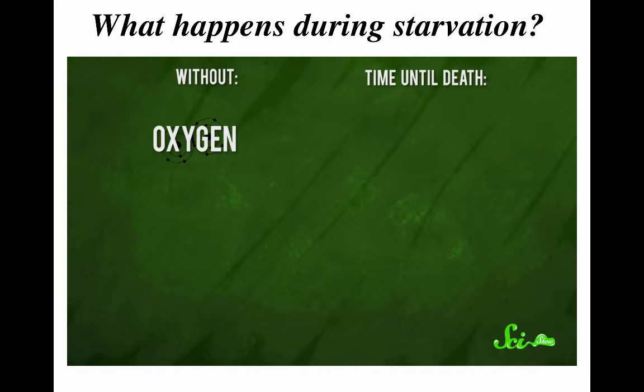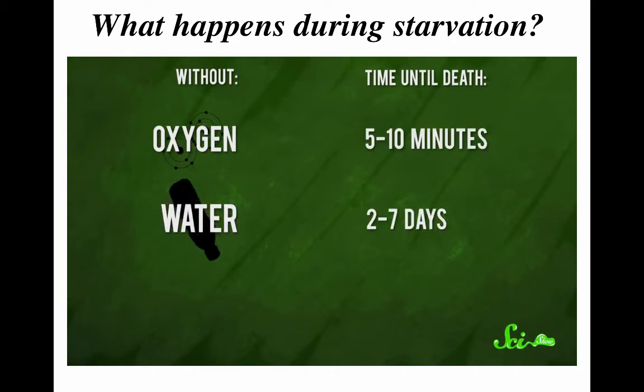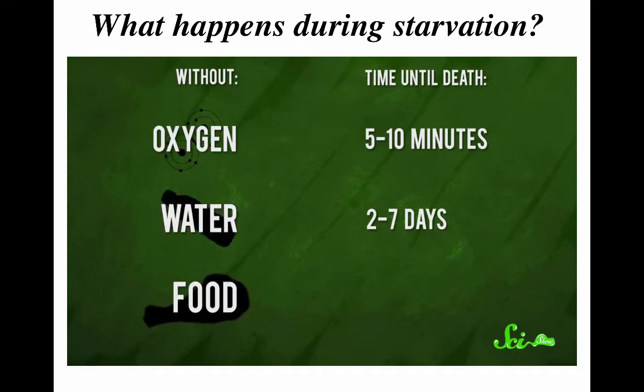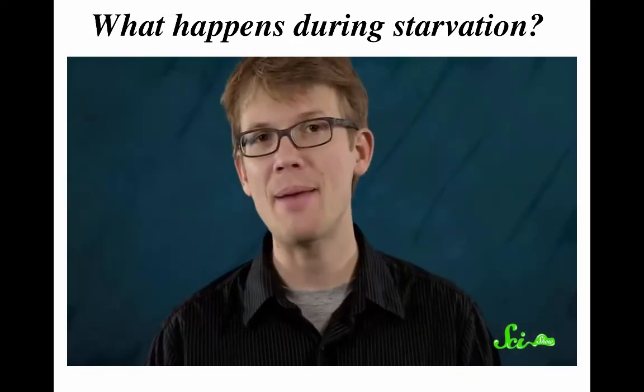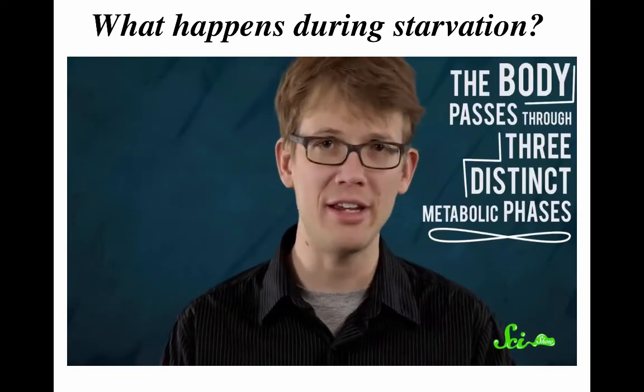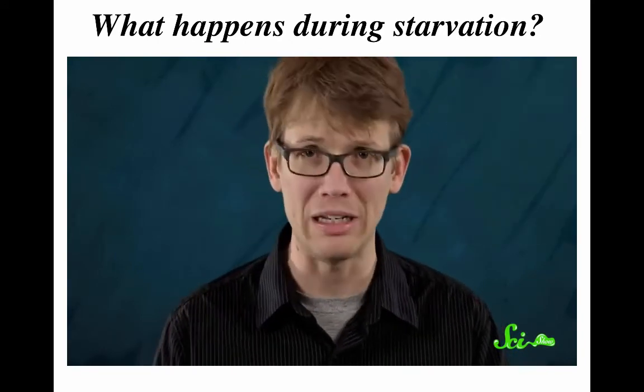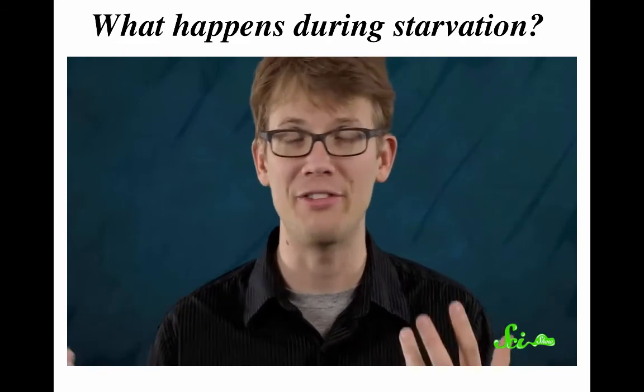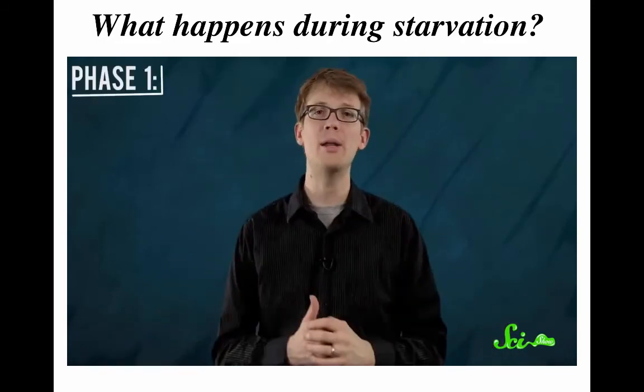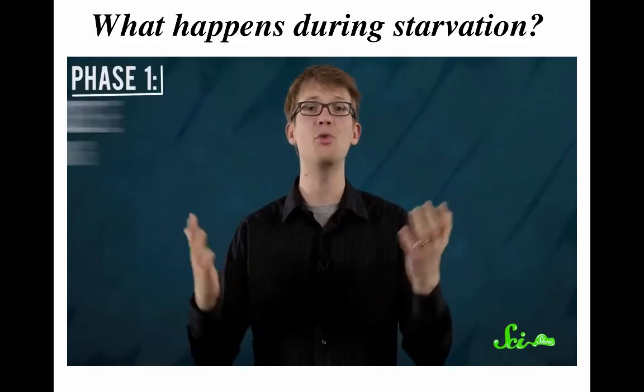Without oxygen, our bodies shut down in 5 or 10 minutes. Without water, we can last maybe a couple days, a week at most. But depending on the circumstances, a person might go as long as 2 months without any food at all. During this time, the body passes through 3 distinct metabolic phases as it desperately tries to stay alive until it finds food again. Phase 1 is where your body picks the lowest hanging fruit, energy-wise, through glucose burning.